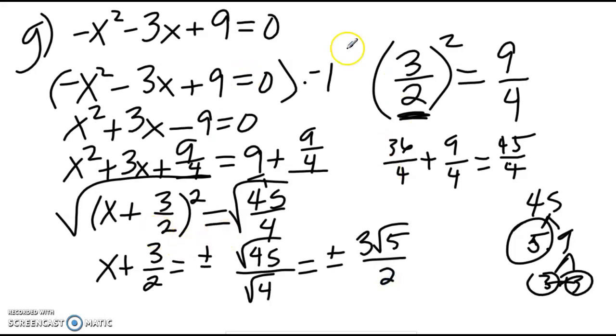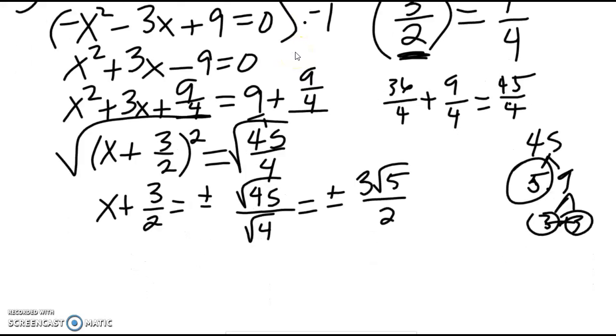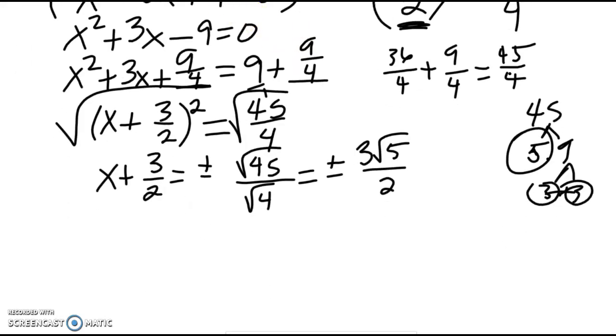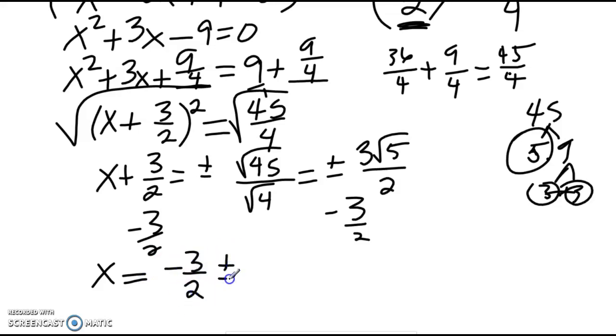Okay, so our last step then is to subtract that 3/2 over. So we get x equals negative 3/2 plus or minus 3 radical 5 over 2. And then break that down into your two solutions, negative 3/2 minus 3 radical 5 over 2 and negative 3/2 plus 3 radical 5 over 2.